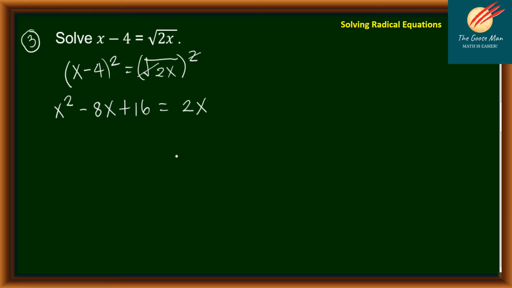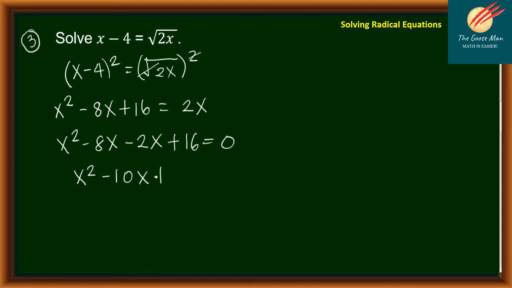So it will result this on the left hand side is actually a quadratic trinomial. On the other side is a monomial. Then make the right hand side as 0. Meaning to say, subtract both sides of the equation by 2x. So it will result to x squared minus 8x minus 2x plus 16 is equal to 0. Now, we can combine negative 8x and negative 2x, so we have x squared minus 10x plus 16.